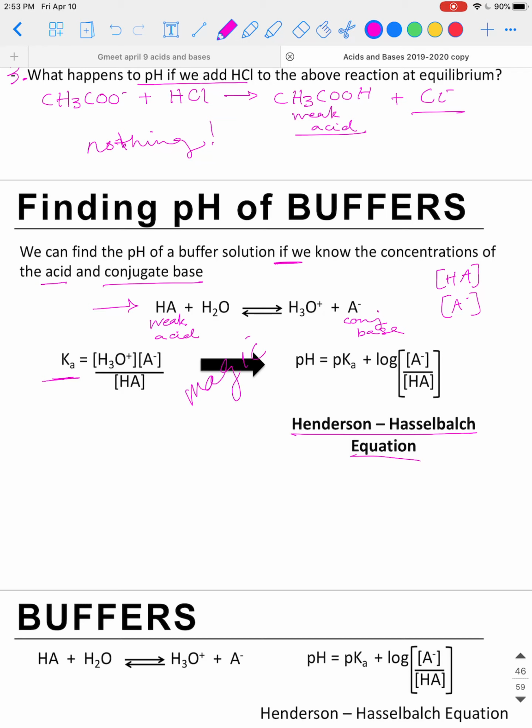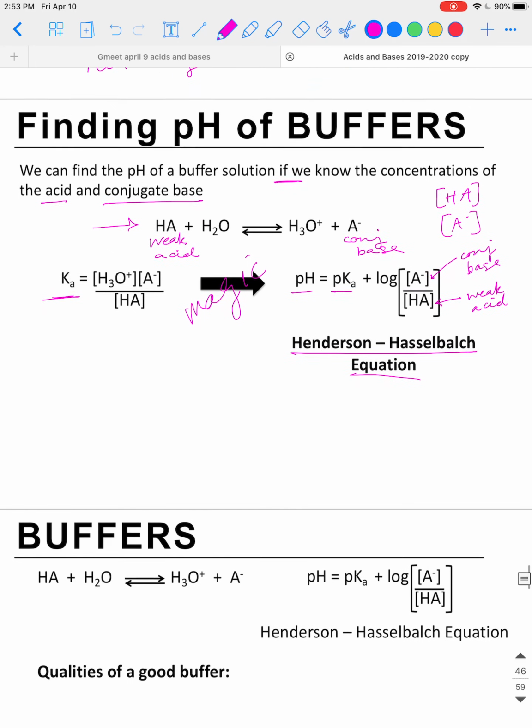Well, if we do some magic on this equation, I'm not going to walk you through how to derive the Henderson-Hasselbalch equation. I'm not going to ask you to do that on the exam. You don't need to know that. I'm just going to say if we do some math magic on it, we end up with this equation. pH equals pKa plus the log of the concentration of the conjugate base over the concentration of the weak acid. And we call this the Henderson-Hasselbalch equation. You need to memorize this, you need to know it, you need to be able to write it, you need to be able to use it.